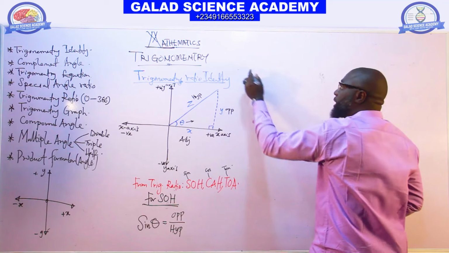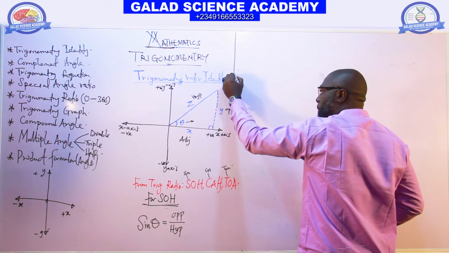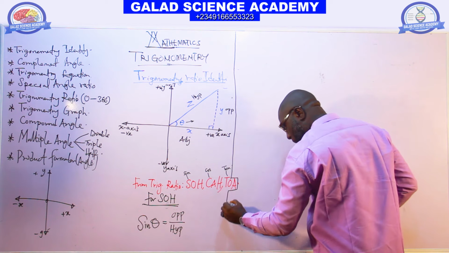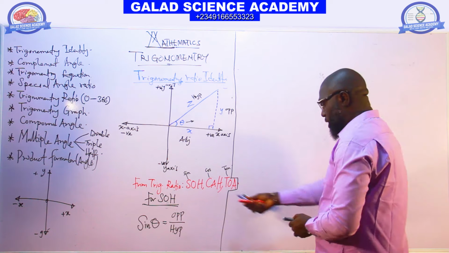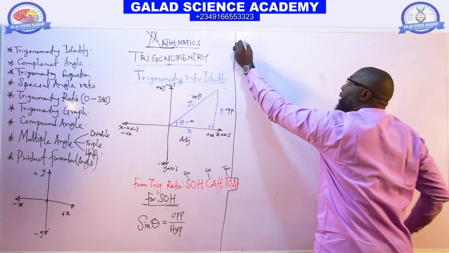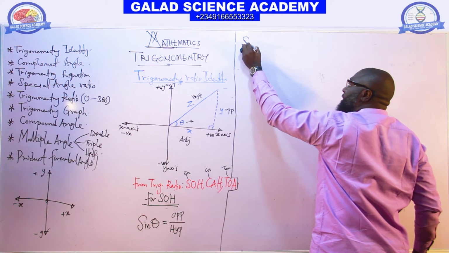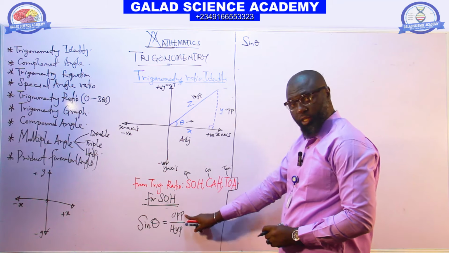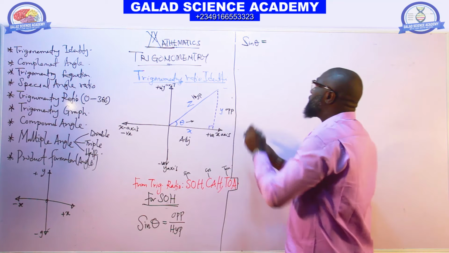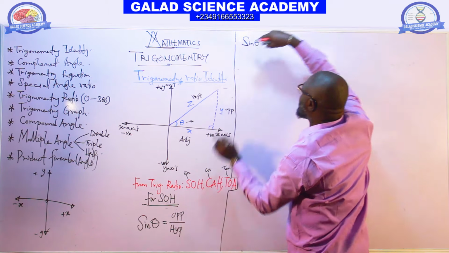Look at the triangle here. Now, what would be my sine theta? Sine theta is opposite over hypotenuse. The opposite of the triangle here is y, and the hypotenuse is z.